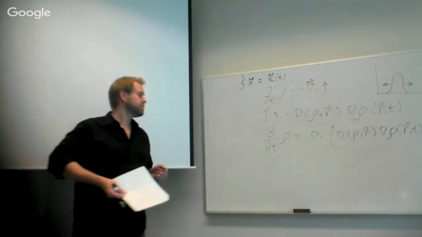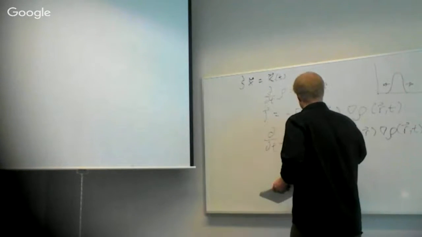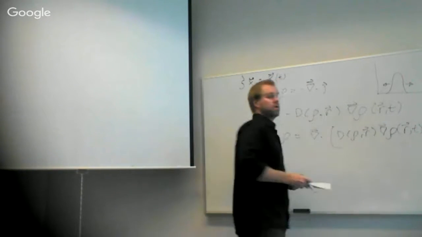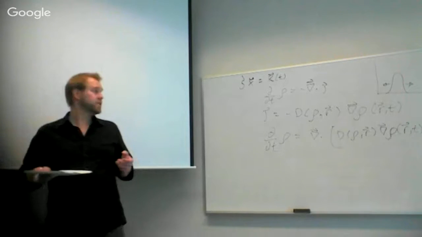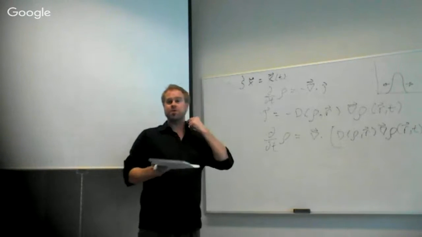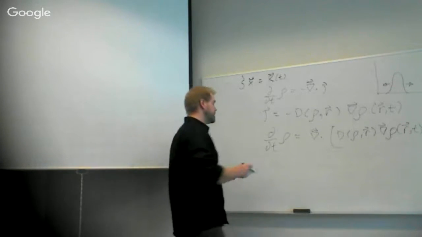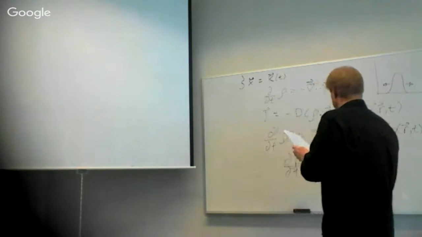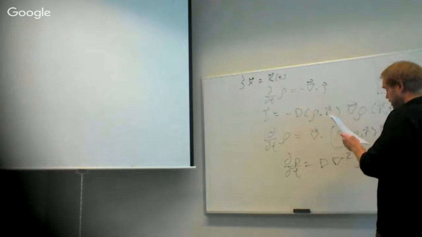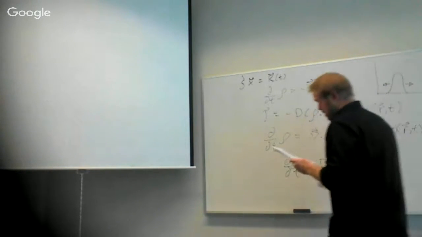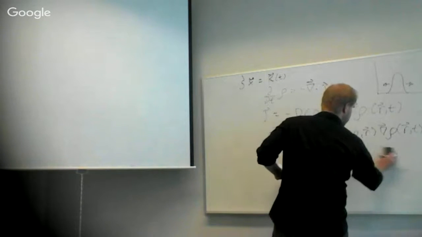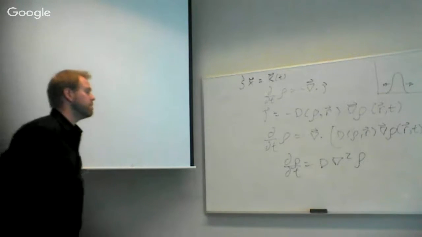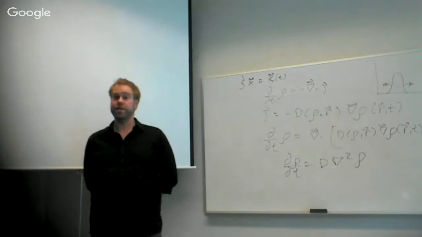Cool. What happens if it's not a constant? That's when things get interesting. So first of all, let's look at what happens when it is a constant. If D is a constant, this reduces to D, the Laplacian of rho. So let's put that together. Okay? And so now we have a nice, tidy partial differential equation.